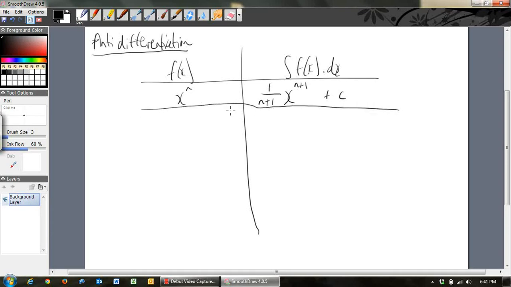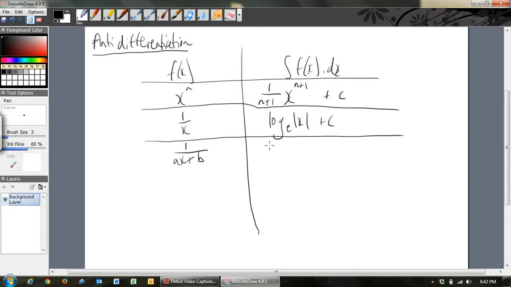If you have 1 over x, then if you anti-differentiate you get log e modulus x plus c. We know that from past endeavours. If you've got 1 over some linear function, you'll get log e of ax plus b, but because of the chain rule when you're differentiating, that'll be times 1 over a.